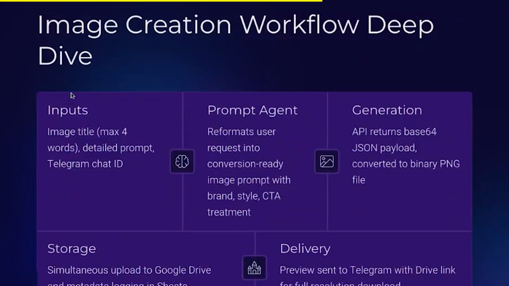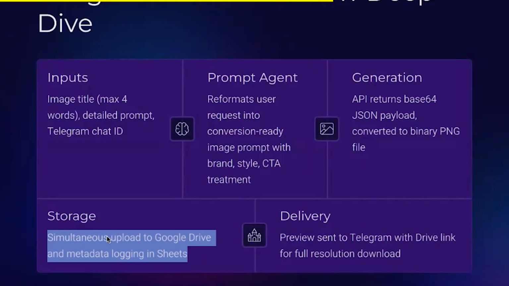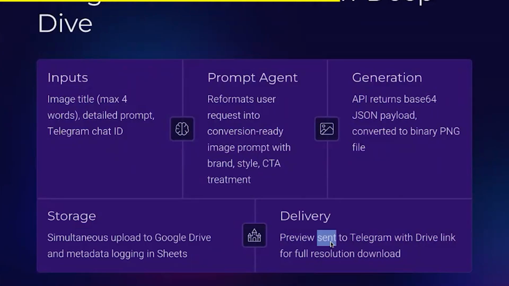Image creation workflow deep dive. So the idea here is that there's sort of 5 key components of this. There are the inputs. There's the prompt agent, which reformats users' requests into conversational ready image prompts. There's the generation. So the API returns the base64 JSON payload converted to binary PNG files, right? So how does it generate it? Then where does it store it? So it simultaneously uploads to Google Drive and logs the metadata into Sheets, which we just showed you. You need to connect your Drive and your Sheets, of course, to the specific nodes. And then it delivers it. So it sends it back to Telegram with the Drive link to full resolution download.